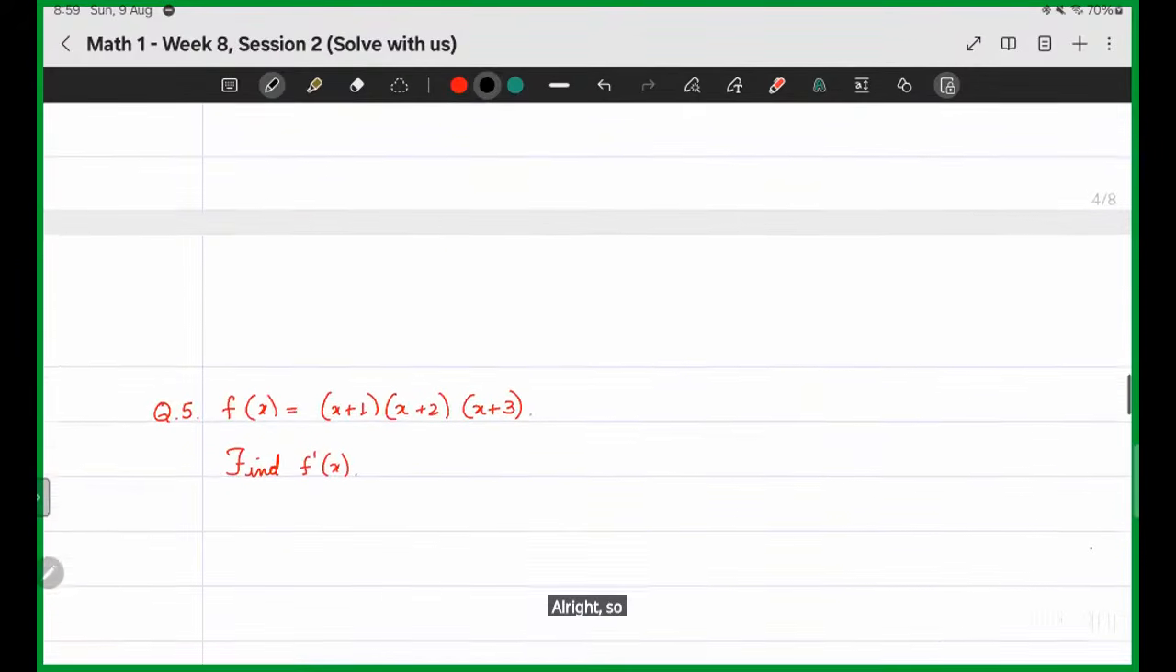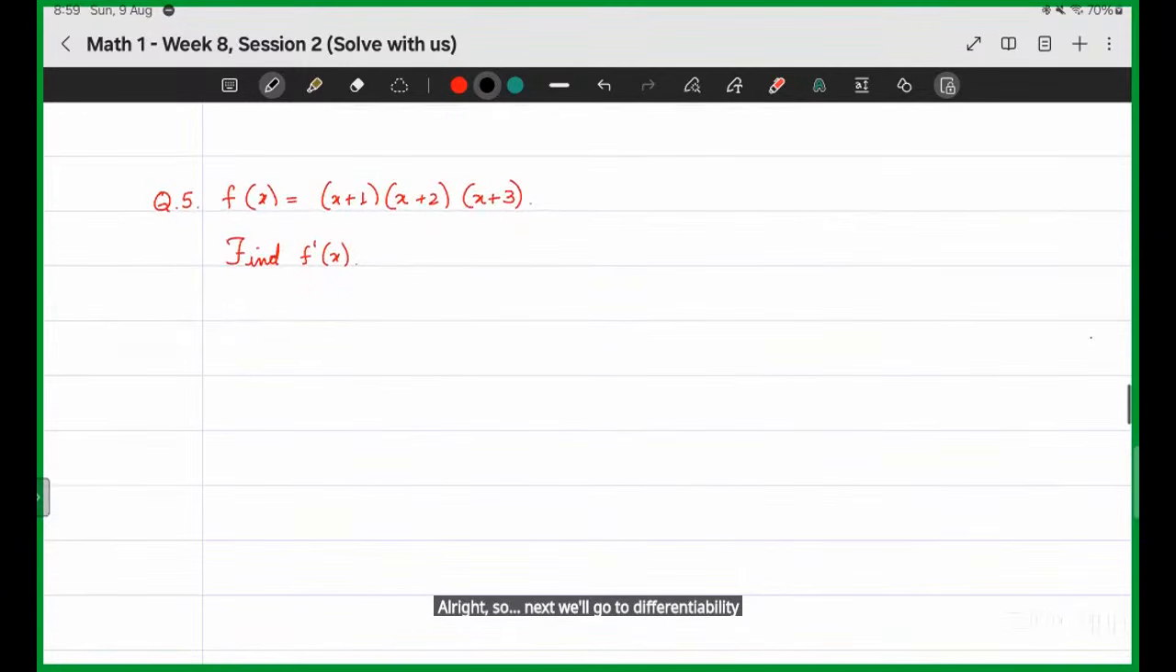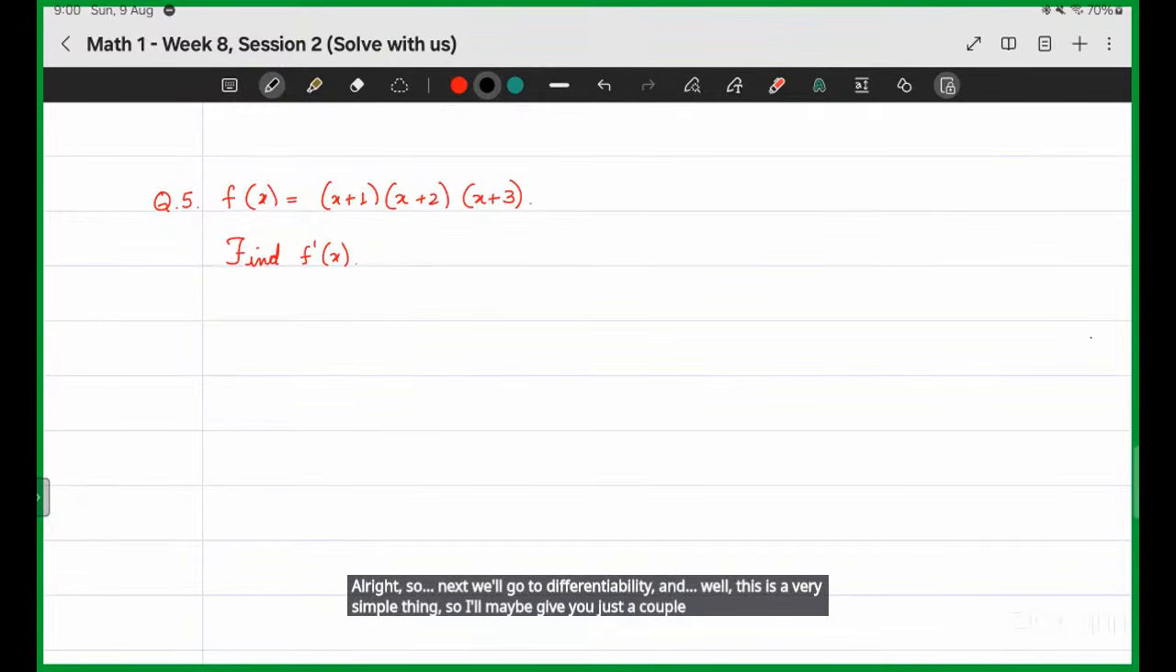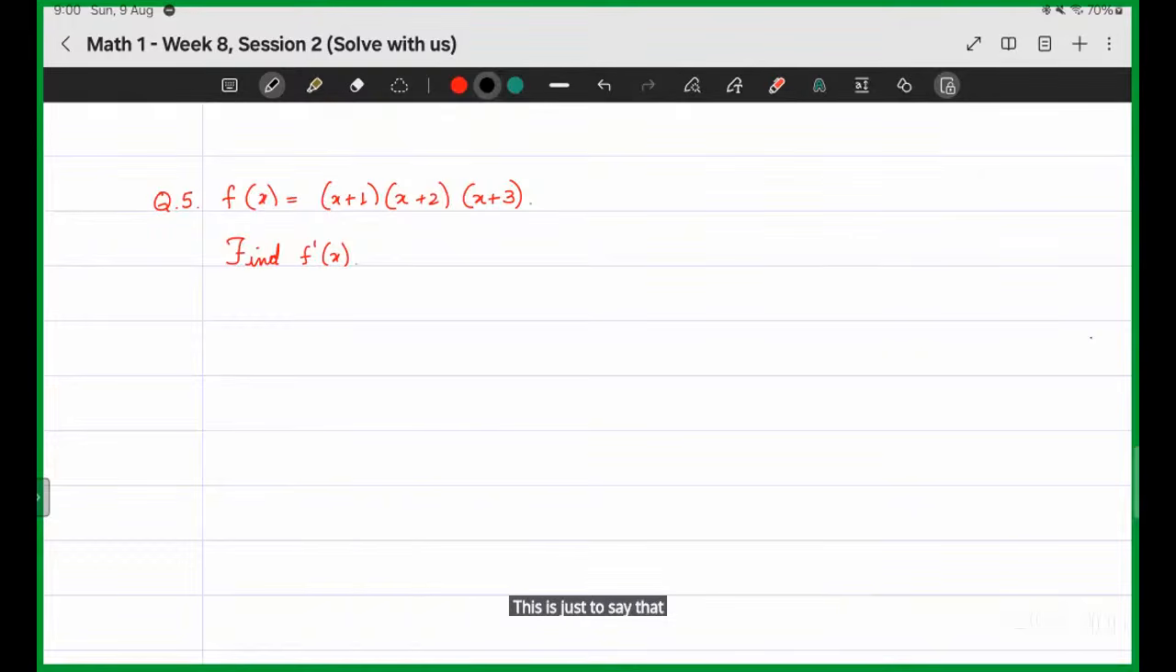So next we'll go to differentiability. And well, this is a very simple thing. So I'll maybe give you just a couple of minutes. This is just to say that the product rule is not just for 2 terms. You can extend it neatly for finitely many product terms. So in a couple of minutes, I'll just give you the answer and give a general formula for the derivative of a product of n functions.